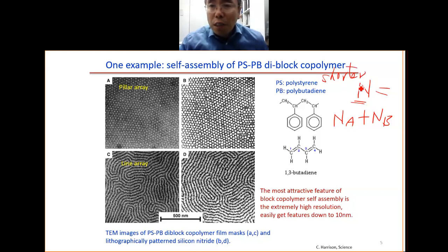When the n is small, we have this shorter chain, right? So when we have a shorter chain for smaller n, we get higher resolution. But how short can this n be? This n cannot be too small.